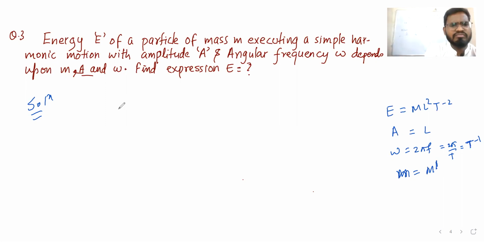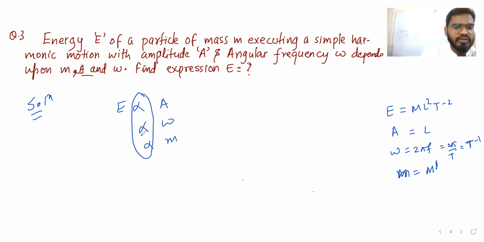So let's write now. Energy is we can say directly proportional to what? Amplitude. Directly proportional to what? Omega. Directly proportional to what? Mass, right? Energy. So to remove this, let's take a constant K, right? Okay, so energy is equal to energy ml square T minus 2. That is here. And then we can say what here? We can say a is what here? Put all the different values.